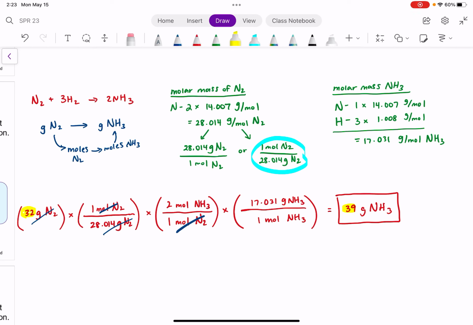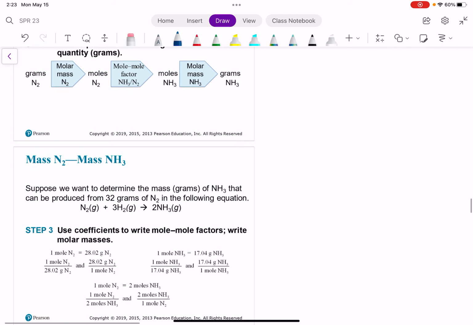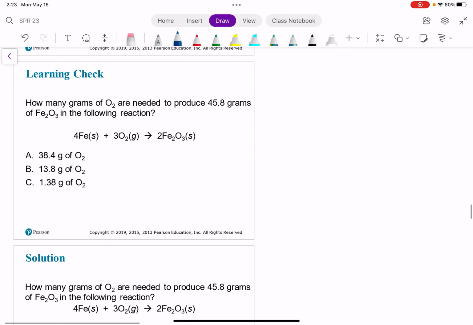Oh, that reminds me, we don't count this when we're looking at sig figs. That is considered an exact ratio. That mole to mole ratio is exact. All right, let's just double check. Yeah, we got the correct answer. Awesome. Okay, let's try this learning checkout.